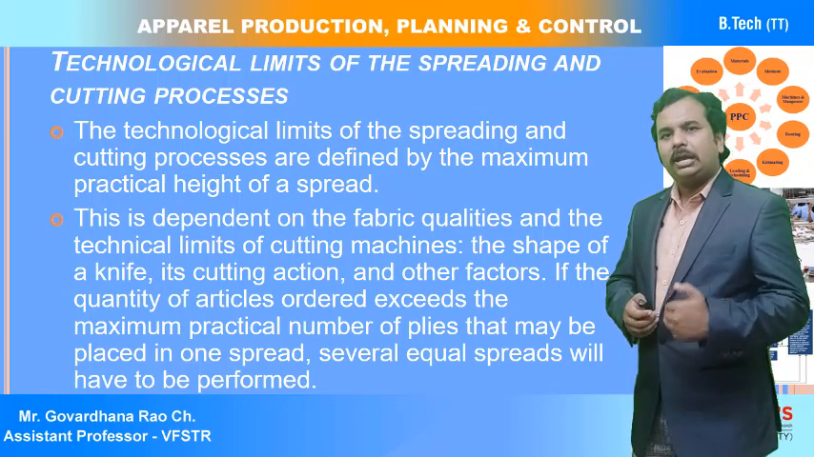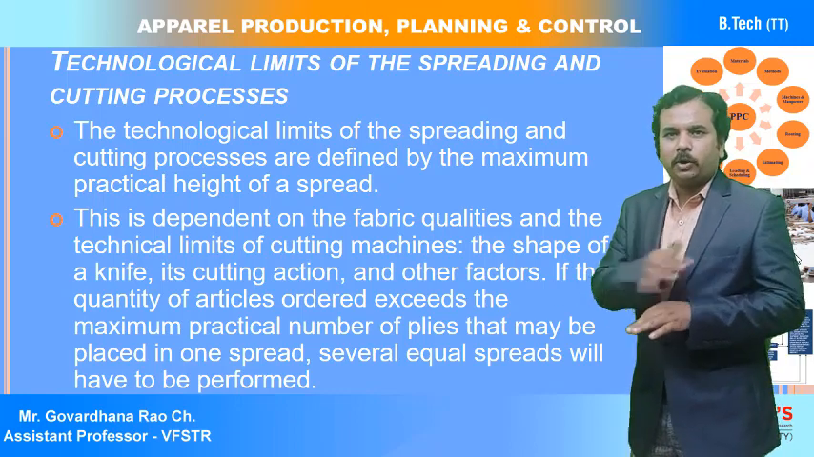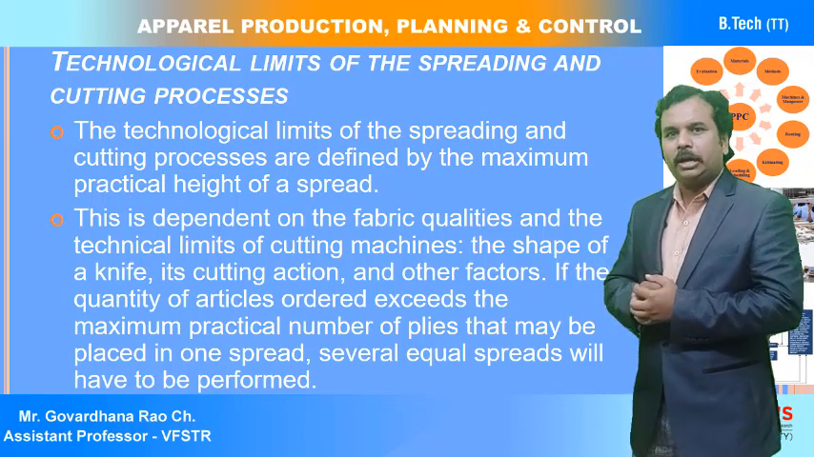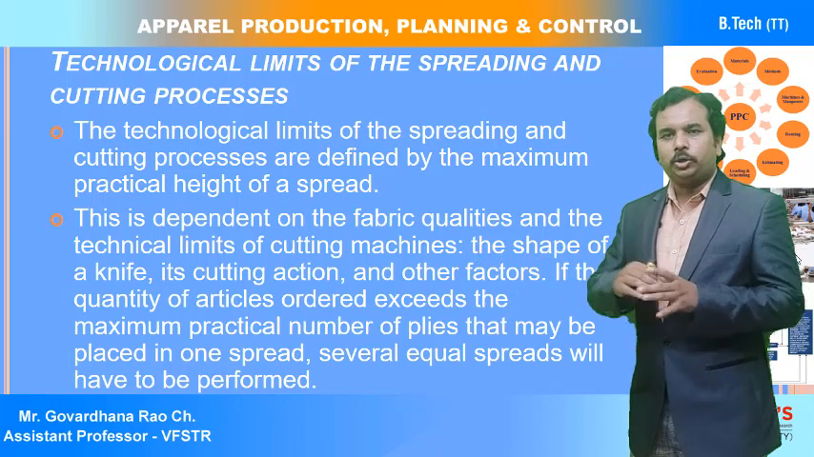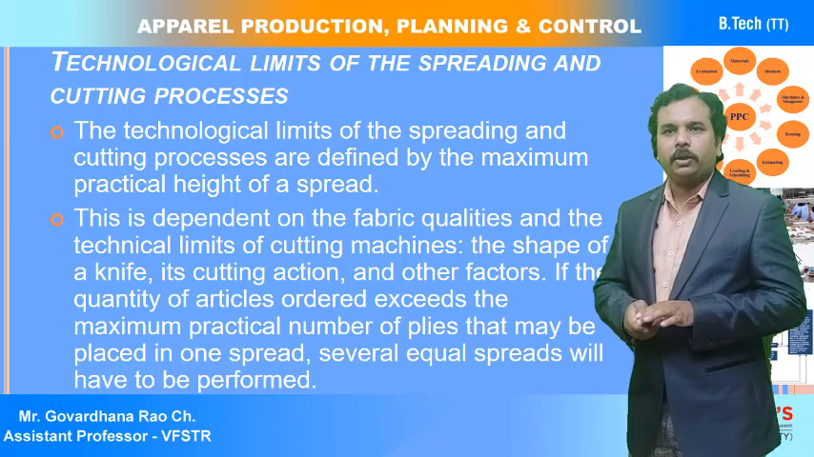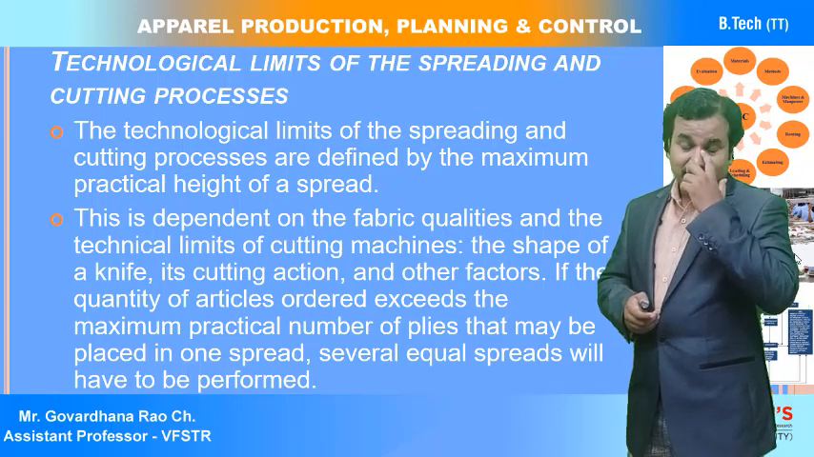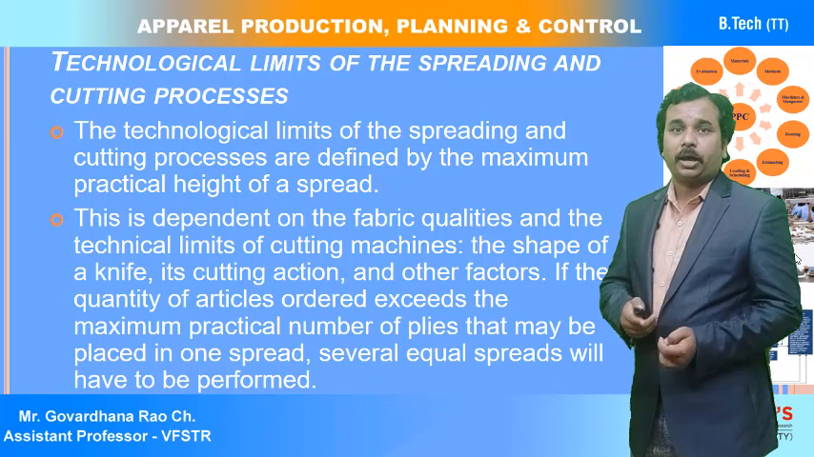By splitting the spread into two, when one spread of 10 centimeters of height is over, the second spread is done on the second cutting table, and both are cut separately. This is how we cut the patterns or cut components from the marker.